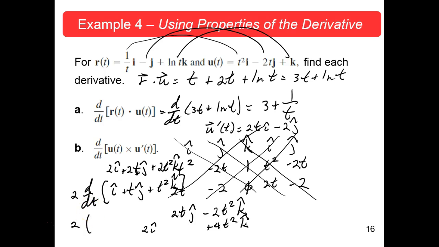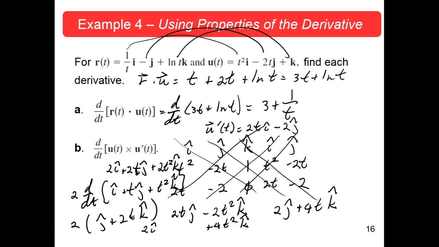A little louder. 0 for the i. Say again? 0 for j. No, derivative of t is 1. So that's just j. 2t k. Okay? And then if you multiply through with the 2, you get 2j plus 4t k. You don't have to do that, but it just seems like a little easier, right? Okay, so that's our answer there.